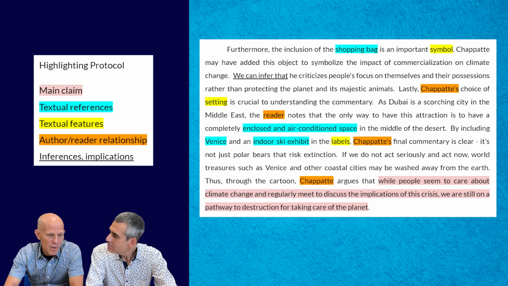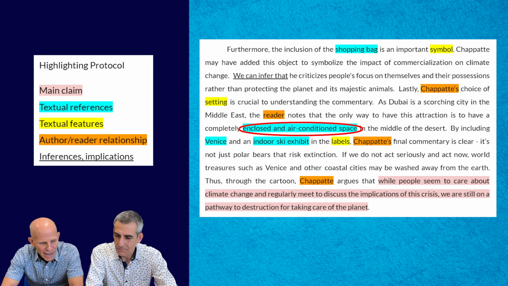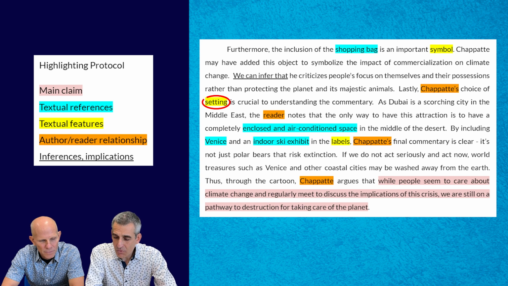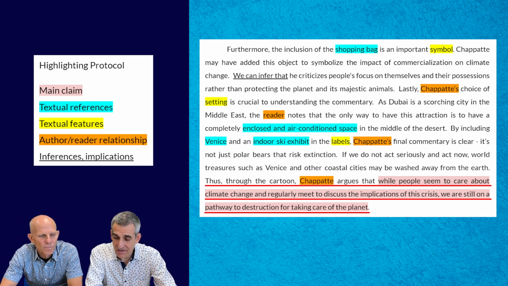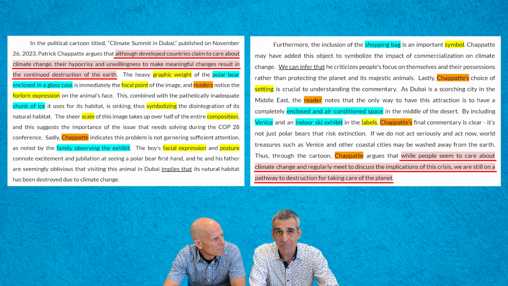They're making us think about that enclosed space. It's also kind of symbolic and is quite interesting in terms of the setting. And I see them continuing to look at different features and details of the particular cartoon. Yeah, and of course the writer wraps things up with a really clear and concise concluding sentence that links back to the topic sentence in pink. So we see the phrase thus, through the cartoon, Chappatte argues that. So we've linked that concluding sentence back to the topic sentence, forming a really cohesive piece of writing.